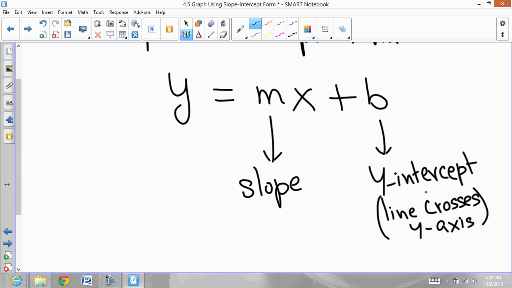We learned about the x-intercept and the y-intercept. The y-intercept is where the graph crosses the y-axis at that point. So the y-intercept has a name to it, which is b.